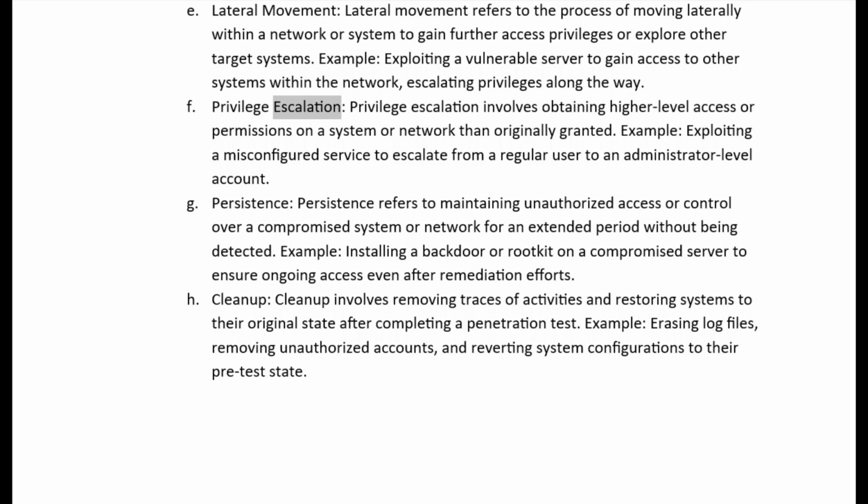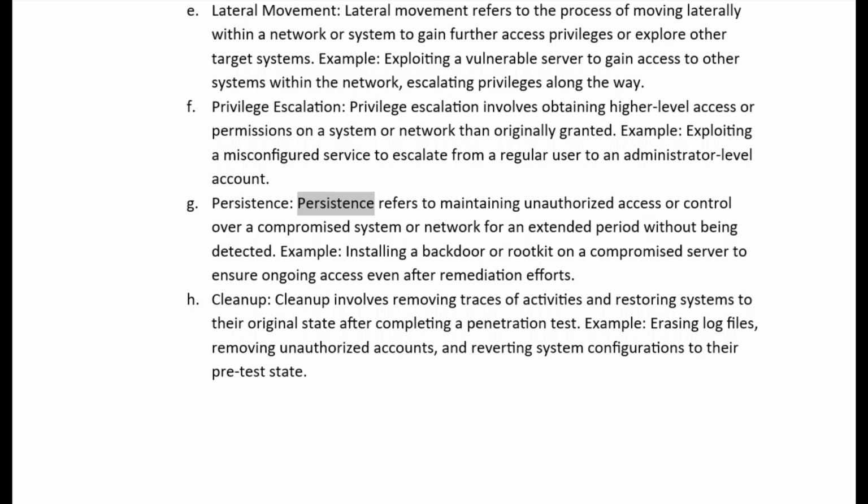Privilege escalation. Privilege escalation involves obtaining higher-level access or permissions on a system or network than originally granted. Example, exploiting a misconfigured service to escalate from a regular user to an administrator-level account.